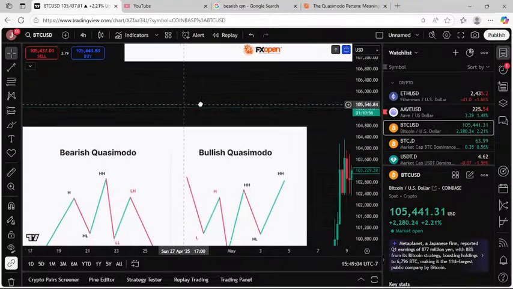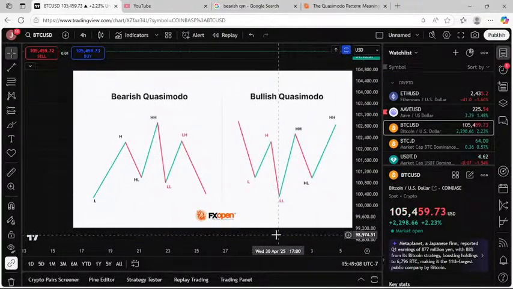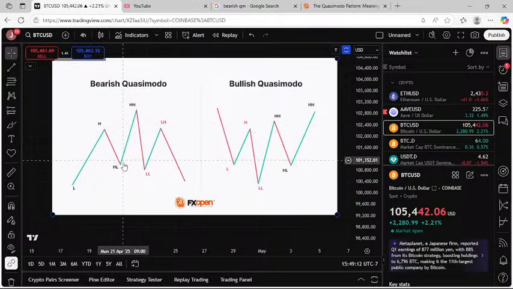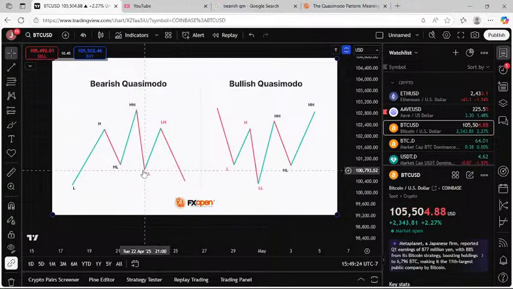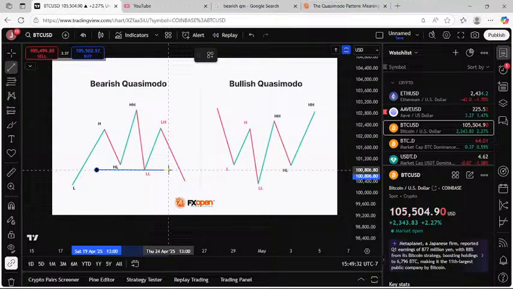The reason why I say it's easy to confuse with this guy, the Quasimodo: you come up, your swing high, and then you put in your low, or higher low. You put in your low, you come back up for your higher high, but you're creating a lower low. So you see the difference here. That's what I was trying to point out the other day.